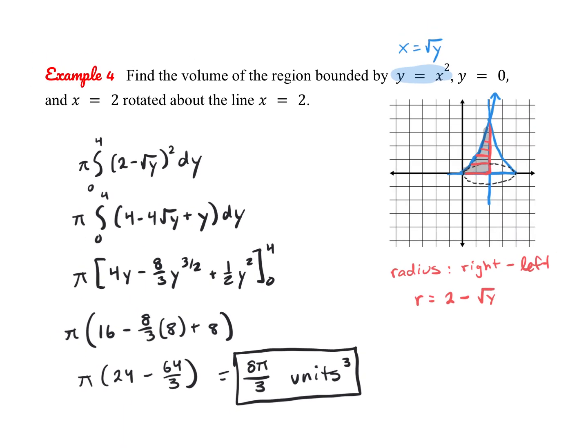So again, just remember, when your disk is horizontal, we need a way to define this horizontal distance. So we need to know what x is equal to. So that's why we're solving for x. So if that confuses you, remember, I need to know a horizontal distance. I need to know x in terms of y.